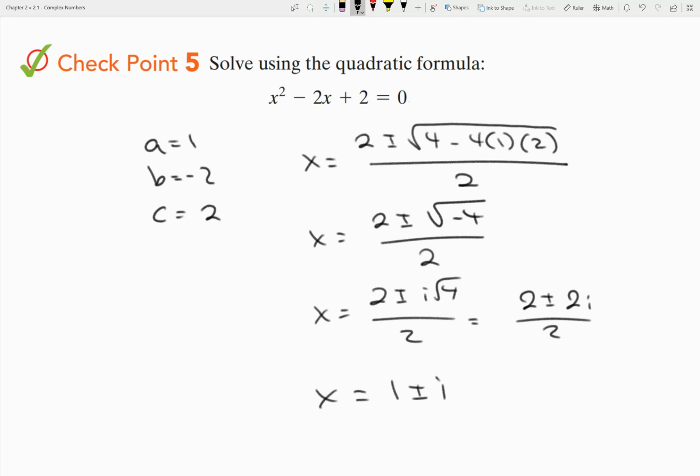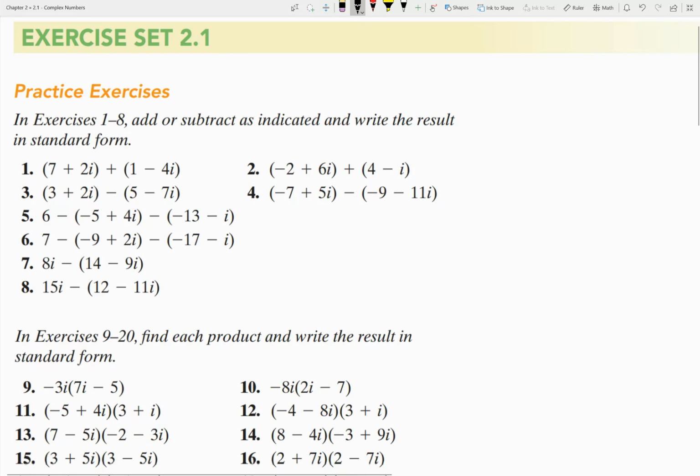Okay, the first step, if we're simplifying a square root with a negative number in it, is to take out that i. Okay, and that was section 2.1, complex numbers.